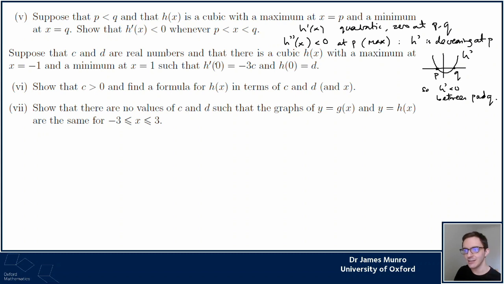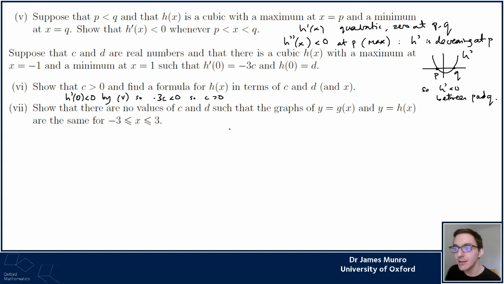Well, hang on, that's saying we just proved that the derivative of a cubic between its maximum and its minimum is negative. So what do we know? We know h prime of 0 is negative by part 5. So minus 3c is negative. I suppose it's important that 0 is between minus 1 and 1. So minus 3c is negative, so c is positive.